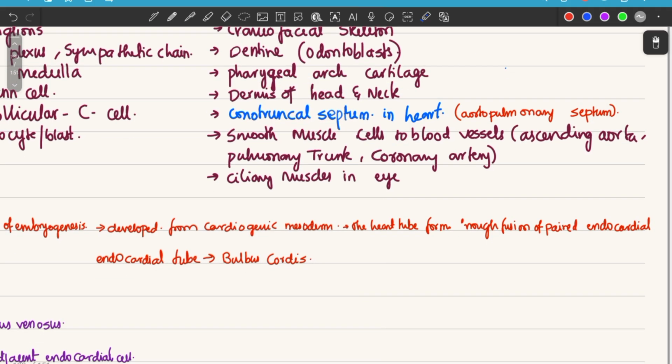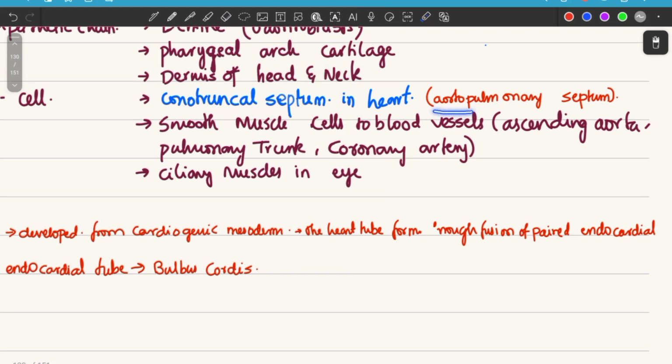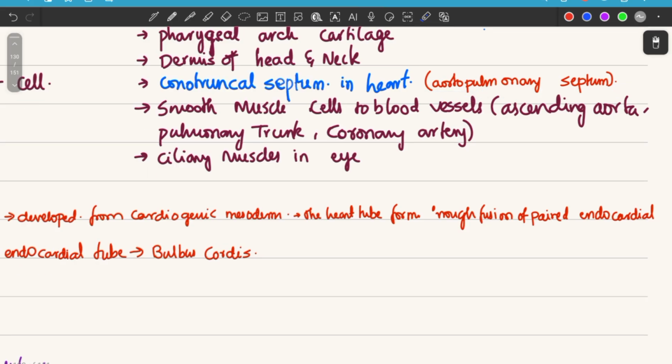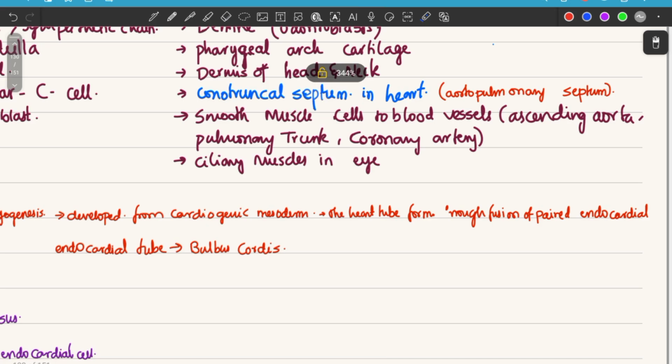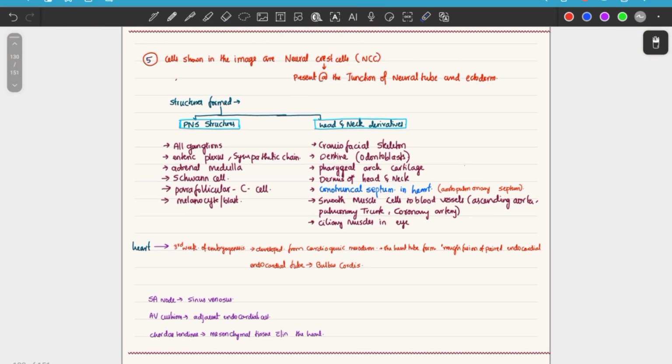Here, the conotruncal septum of the heart, that is the aortopulmonary septum. Also the smooth muscles of the blood vessels: ascending aorta, pulmonary trunk, and coronary artery, most of the smooth muscles. And the ciliary muscles in the eyes are also derived from the neural crest cells.